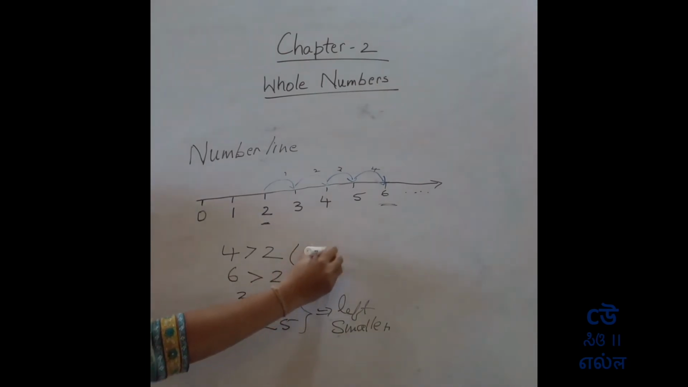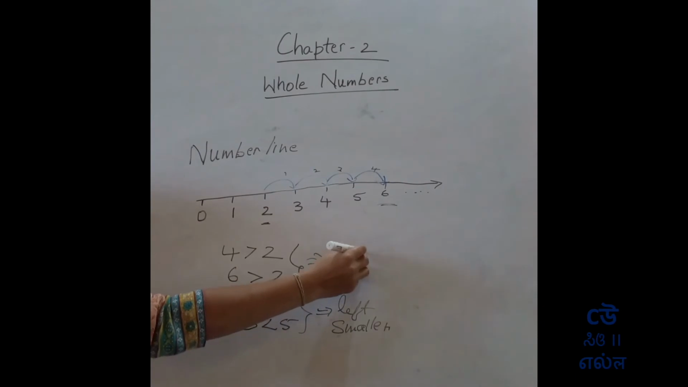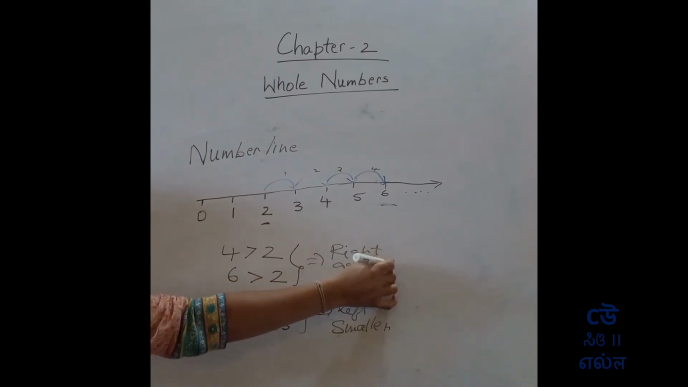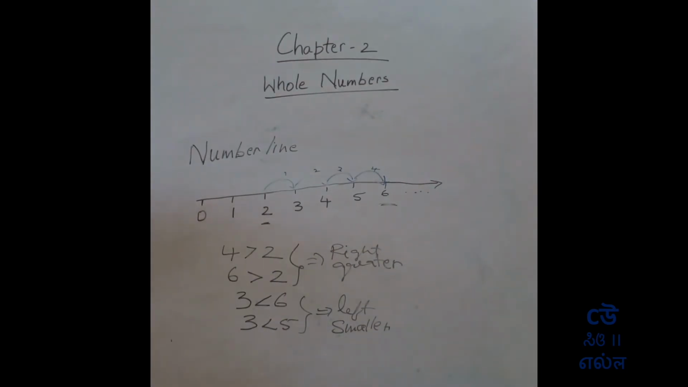On the number line, the left side will be the smaller number. Then the right side, if you compare, will always be the greater number. Understood, children? Right side means it will always be the greater number. If you come to the left side, it will always be a smaller number.